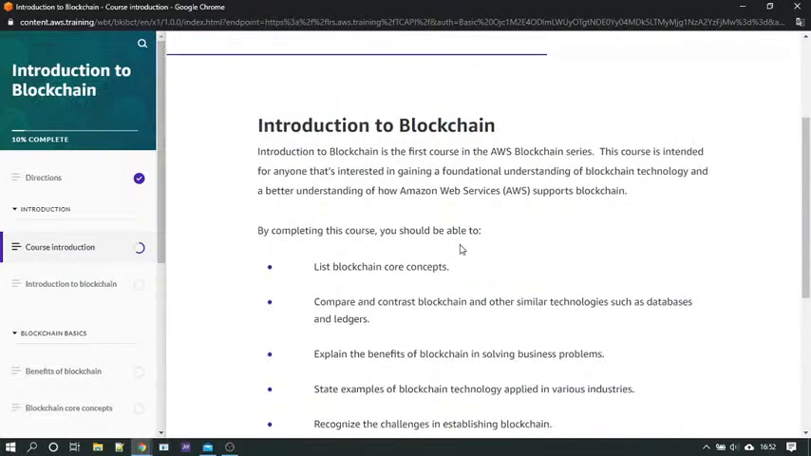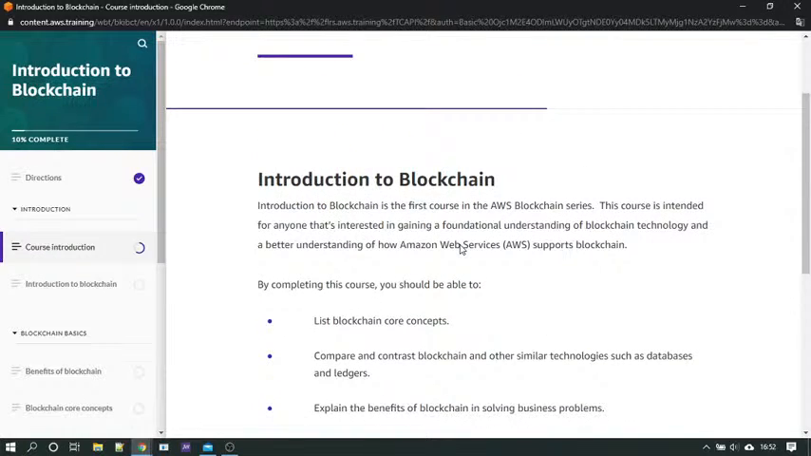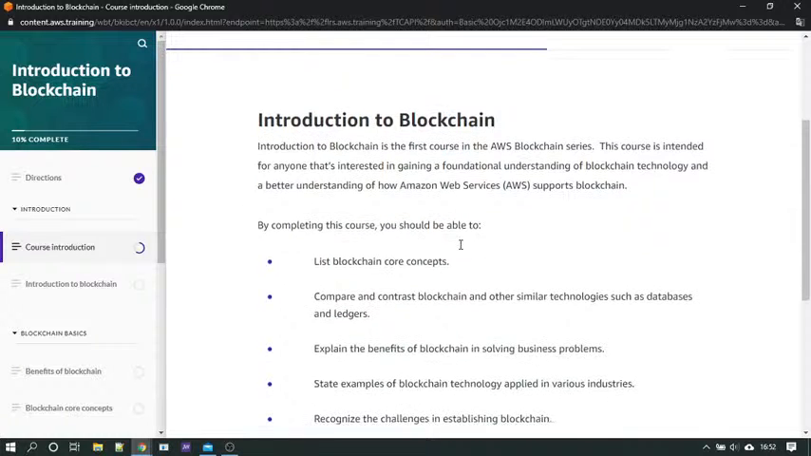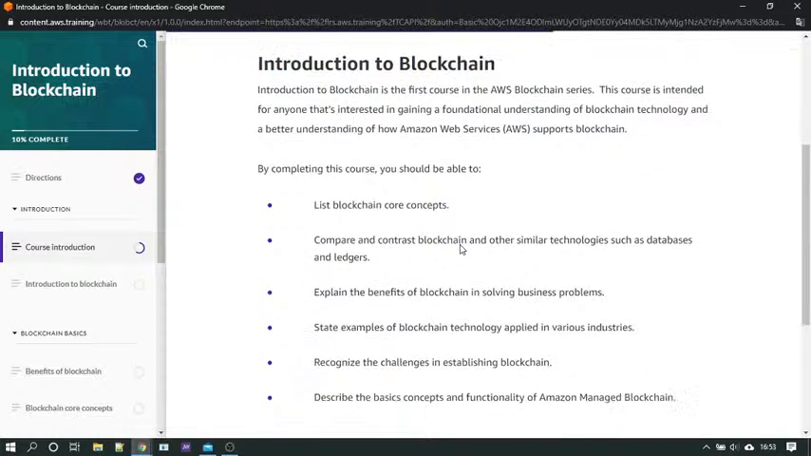Introduction to Blockchain is the first course in the AWS Blockchain series. This course is intended for anyone that's interested in gaining a foundational understanding of blockchain technology and a better understanding of how Amazon Web Services supports blockchain.